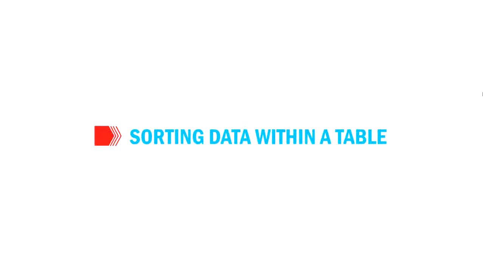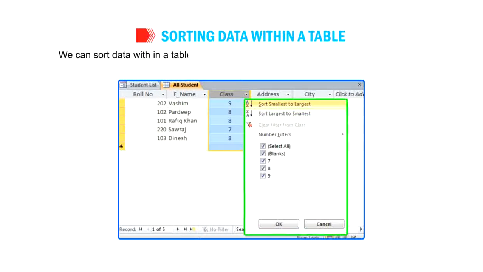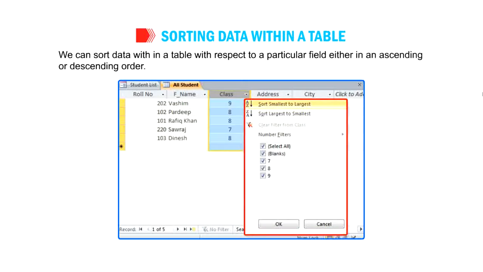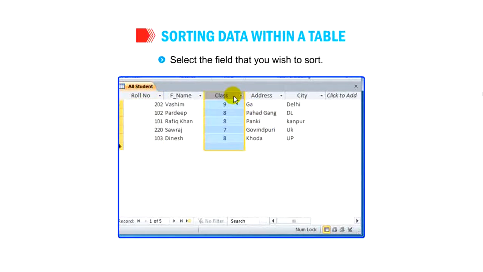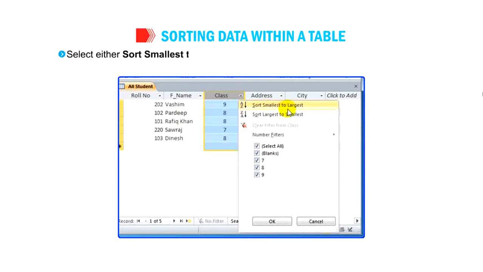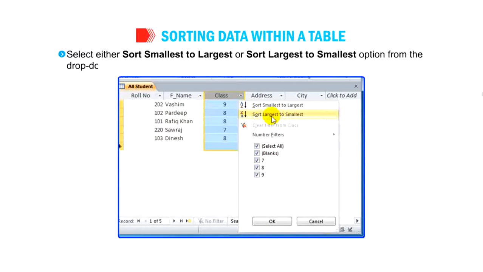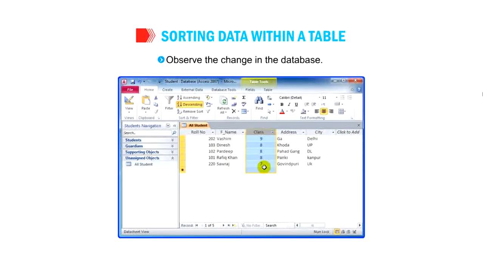Now we will discuss about sorting data within a table. We can sort data within a table with respect to a particular field either in an ascending or descending order. To sort the data, follow the steps given below. Select the field that you wish to sort. Click on the drop-down arrow to the right of the field. Select either Sort Smallest to Largest or Sort Largest to Smallest option from the drop-down list. Observe the change in the database.